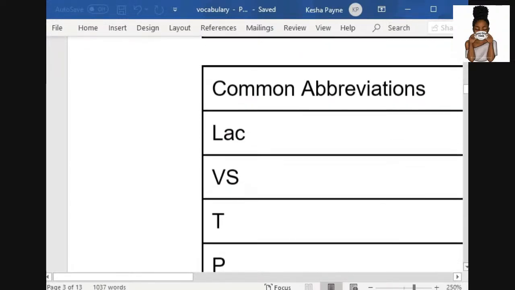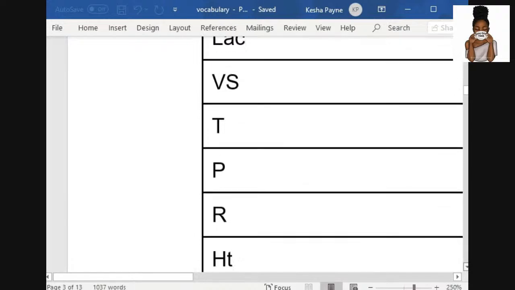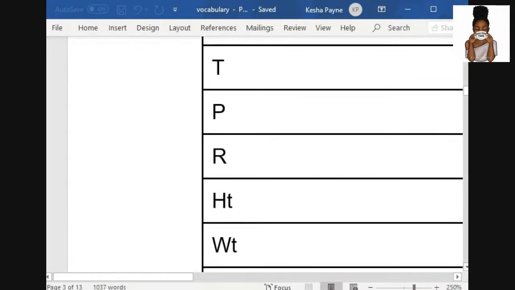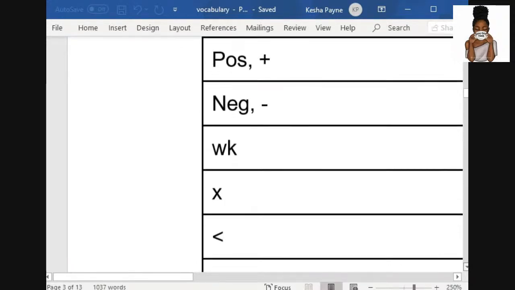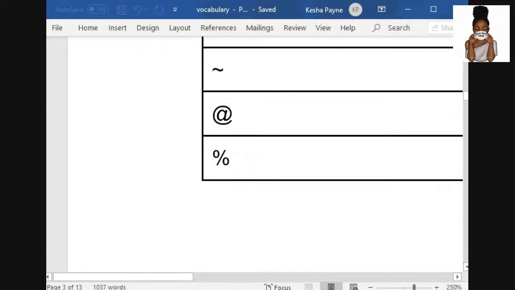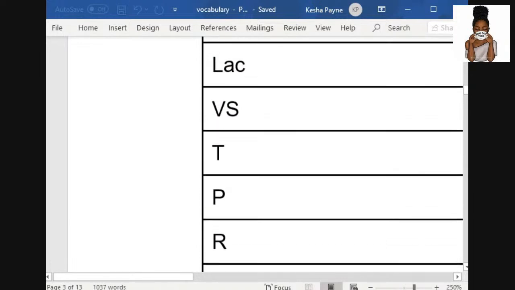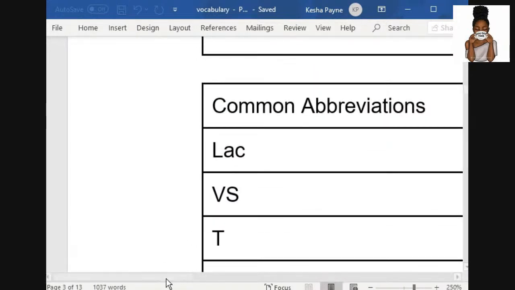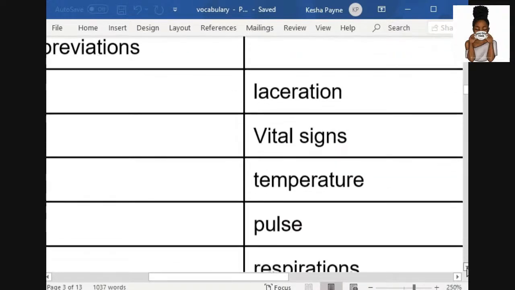Oh, common abbreviations. I know these. LAC, laceration. VS, vital signs. T, temperature. P, pulse. R, respirations. HT is height. Weight, positive, negative. Week, times, less than, more than. Approximately, at, percentage. Okay, so let's see if I got those right. Yes, those are right.